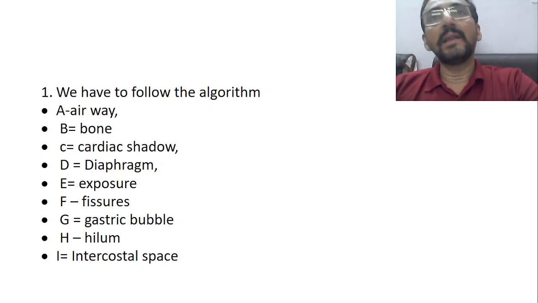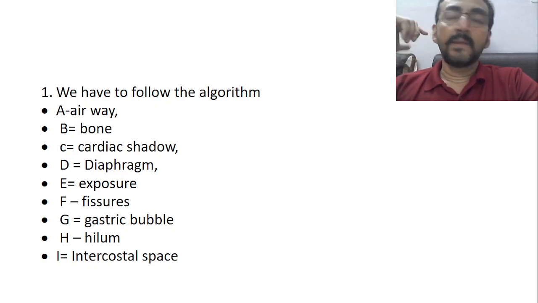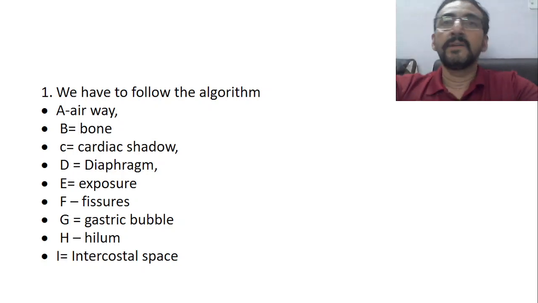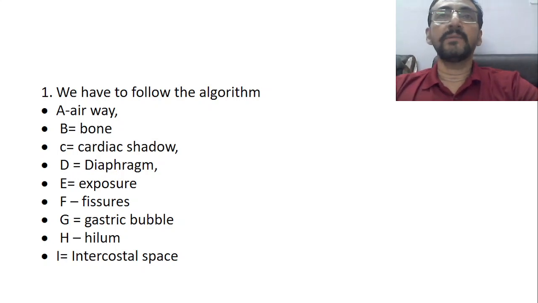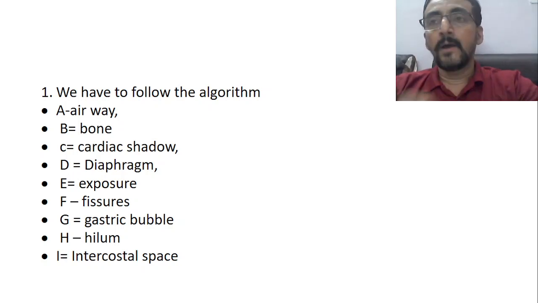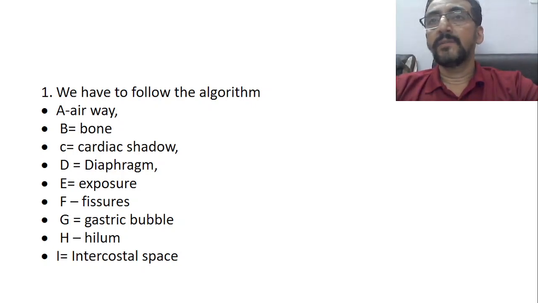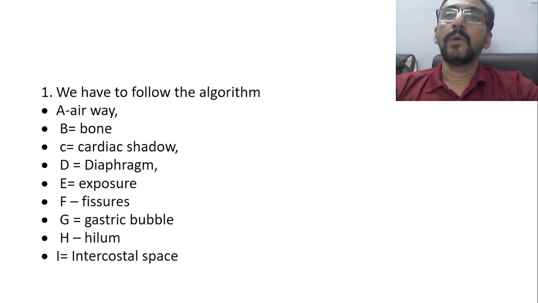H stands for hilum. Hilum refers to the medial surface of the lung. In both lungs, the medial surface is also called the hilar surface. The name hilar surface or hilum comes because it contains predominantly the hilar group of lymph nodes. There may be enlargement of the hilar group of lymph nodes. These lymph nodes are usually little solid structures, so they look like a whitish shadow.